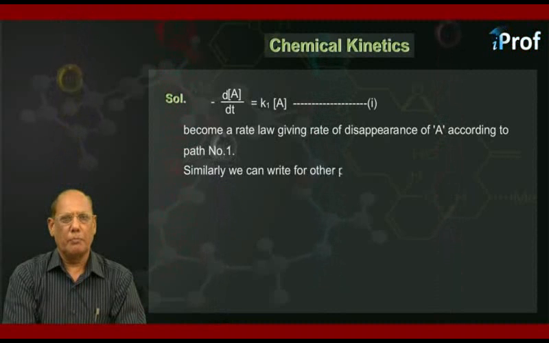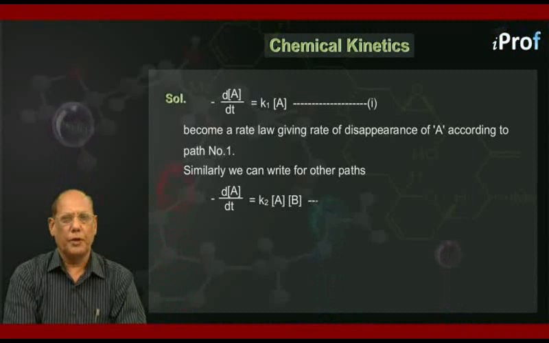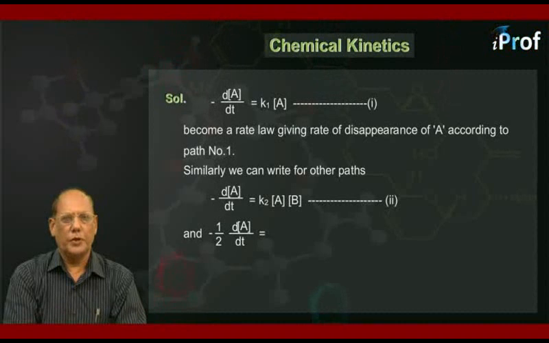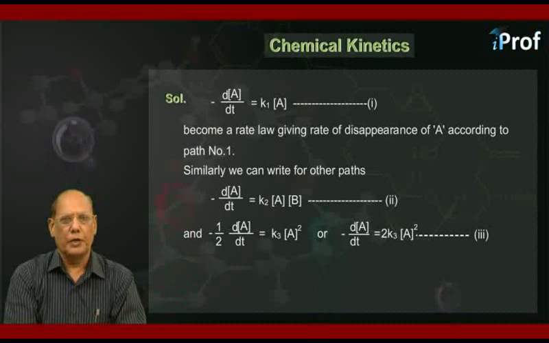Similarly, we can write for other paths: minus d[A]/dt equal to K2 into concentration of A into concentration of B, that is number 2, and minus 1/2 d[A]/dt is equal to K3 into the square of the concentration of A, or we can write minus d[A]/dt equal to 2K3 into concentration of A square, that is number 3.